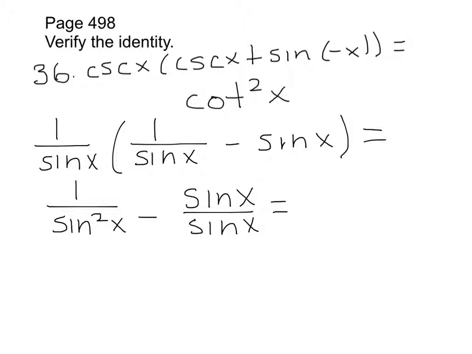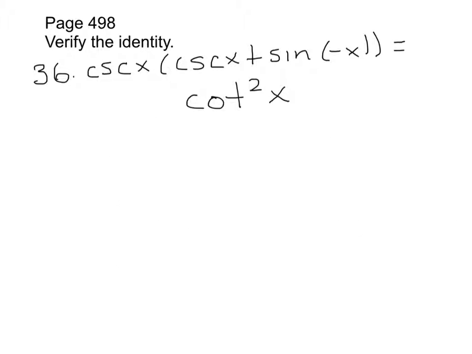And going backwards, 1 over sine squared is cosecant squared, minus sine over sine is 1. And by the Pythagorean identity, that's the square of the cotangent, which is exactly what we wanted.